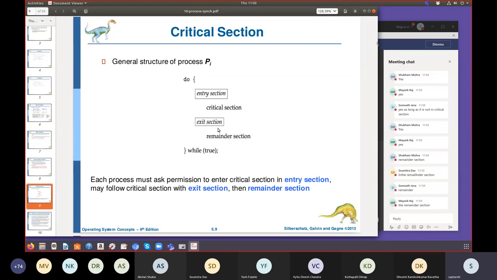Clearly this remainder section is not something which has to do with the shared variables. This may be just taking some input from the user, or writing something to a file which is not shared, whatever. So we are not worried about what processes are doing in the remainder section. The only point of contention is the critical section. As long as two processes are not in the critical section, we are fine. They can be in the remainder sections.